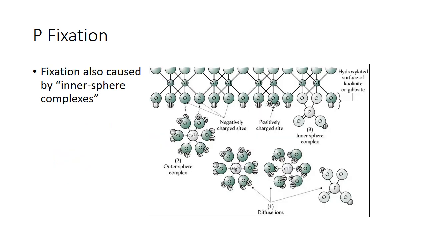And what's happening with this phosphorus fixation is phosphorus is forming an inner sphere complex. And this inner sphere complex is where the oxygens on the mineral are actually being shared by the oxygens of the phosphorus. So we have phosphate, so one phosphorus and four oxygens. And in this case, we have two oxygens being shared, forming an inner sphere complex with the aluminum mineral, as you see here. So that is one example of phosphorus fixation.